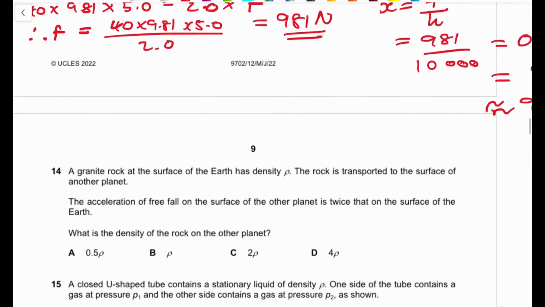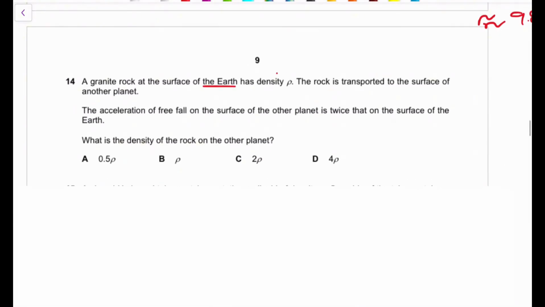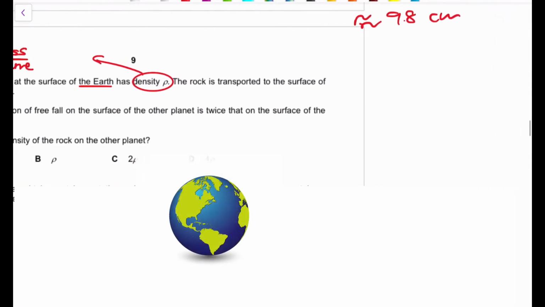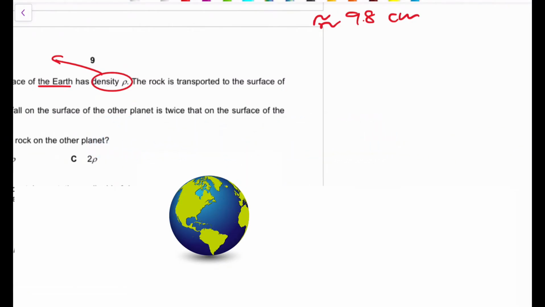Very important. Moving to question 14. A granite rock is on the surface of Earth and it has a density rho. We know that density is the mass divided by the volume. It's transported to the surface of another planet. Let's assume that planet is Mars. So it's transported to Mars.